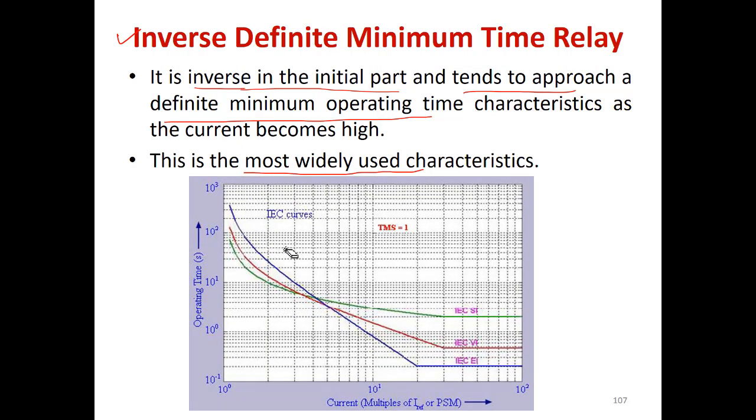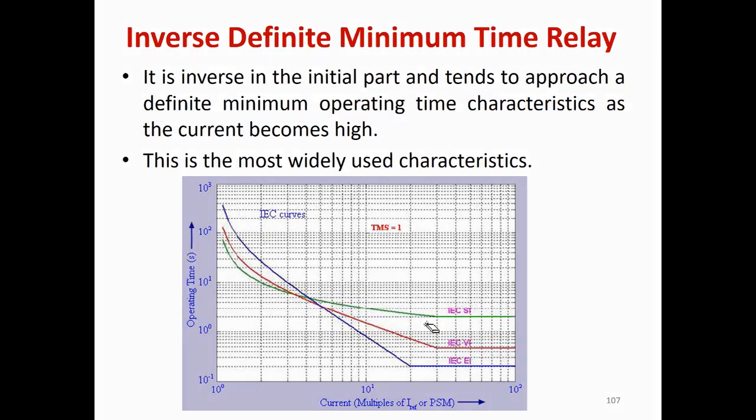Now we can see these IEC curves, right? These are the inverse characteristics. In the initial part we can see they are inverse, right? And when the current becomes very high, it becomes stable, or definite, right? The time of operation gets definite. You can see this for the different IEC curves.